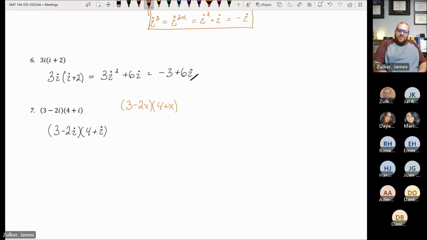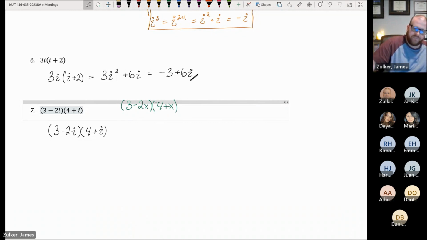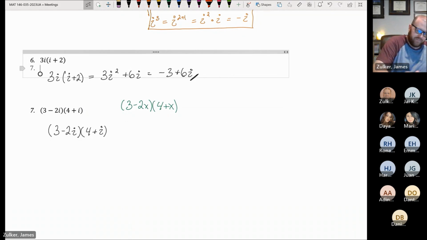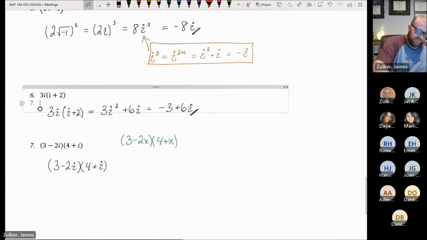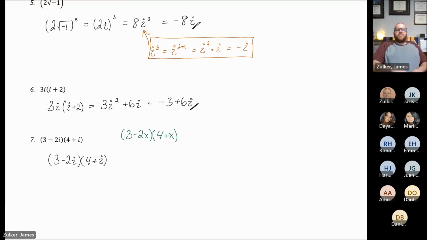Sick of orange. Let's change this to green. There we go. What do you mean by distribute?